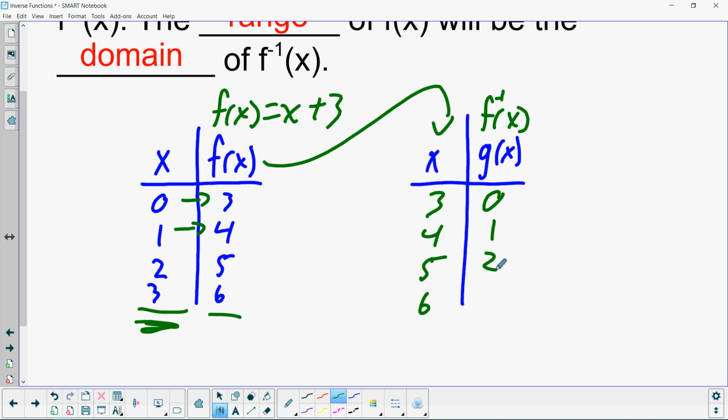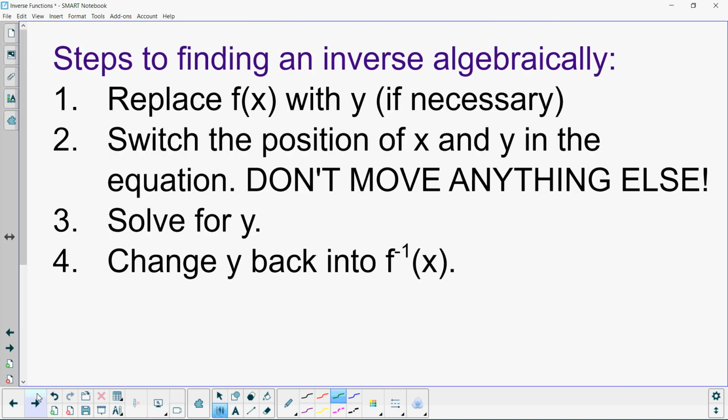So they're just switched. These two columns get reversed when we look at the inverse of a function. Okay, now you're going to say, how do I do the inverse though, Mr. Barton? How do I find my own inverse? You're really smart and you know how to do it, but I need to know how so I can pass my classes. So here are some steps that we can follow to find an inverse algebraically.